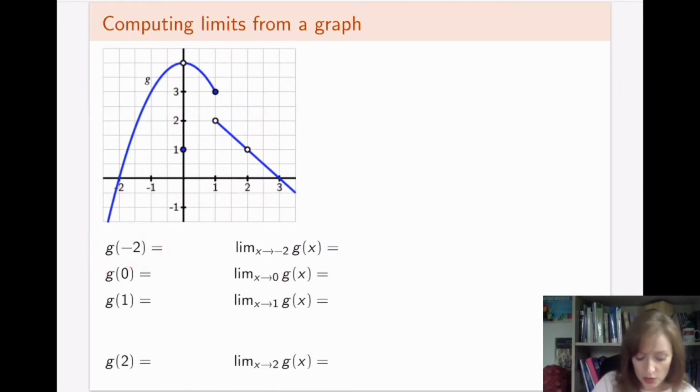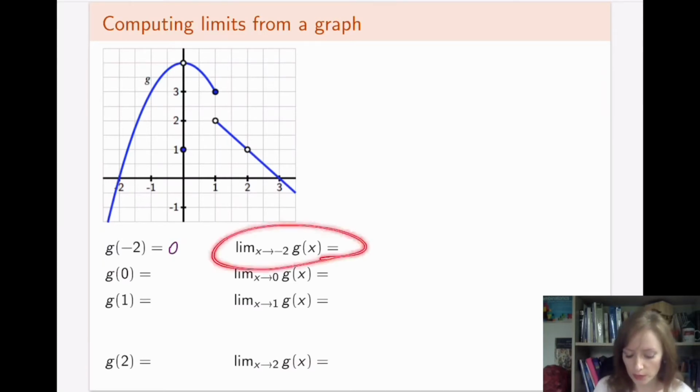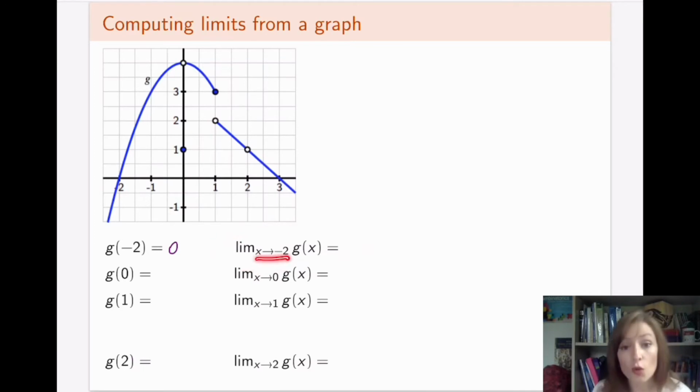So g of minus 2, I'm plugging in minus 2. There's my function g. So g of minus 2 is equal to 0. Now let's compute the corresponding limit too. So the limit as x goes to minus 2 of my function. As x approaches negative 2 on the left and on the right, I'm going to walk along the graph, and I'm going to see that both of those points approach 0.